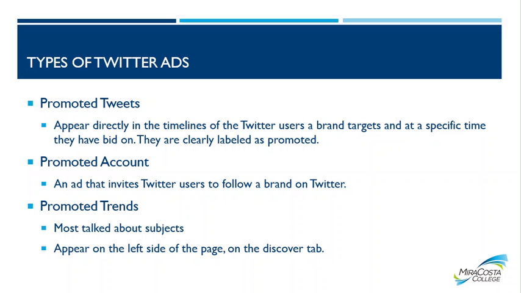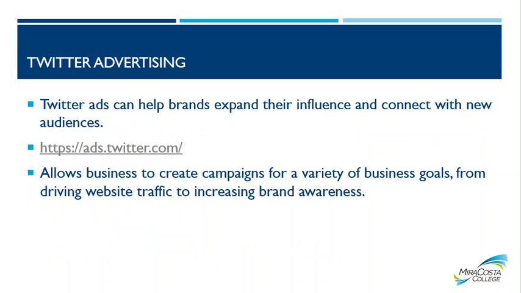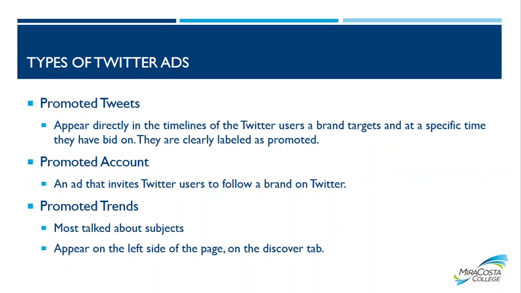The types of Twitter ads are slightly different. We have promoted tweets, which appear directly in the timelines of the Twitter users a brand targets, at a specific time they have bid on. So again, you have the bidding thing. They are clearly labeled as promoted, so you know whether it's an ad or not. Now, if you want to learn more about bidding, click on the link here. I'm not going to go over it in this lecture. You're not really going to be tested on any of that. There's a lot involved in bidding as well.